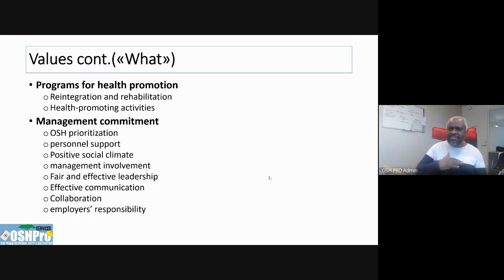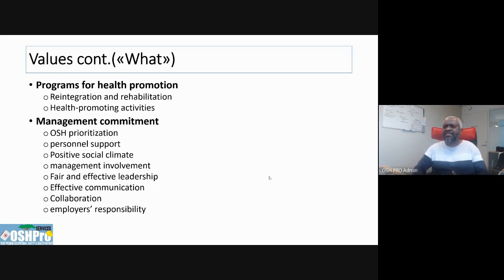When the employees see that my case will be listened to by the management as anybody else's case, there's fair and effective leadership. There's effective communication before something happens, of changes which are coming up. There are many changes, so change management should be communicated to the workers. There should be collaboration with the workers, so that management doesn't just make decisions which involve workers without the workers giving their opinions. The employers take responsibility for everything that is happening there.